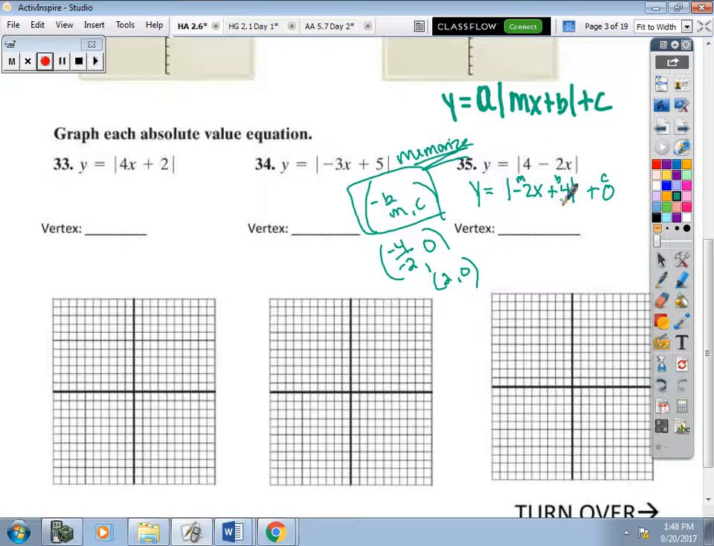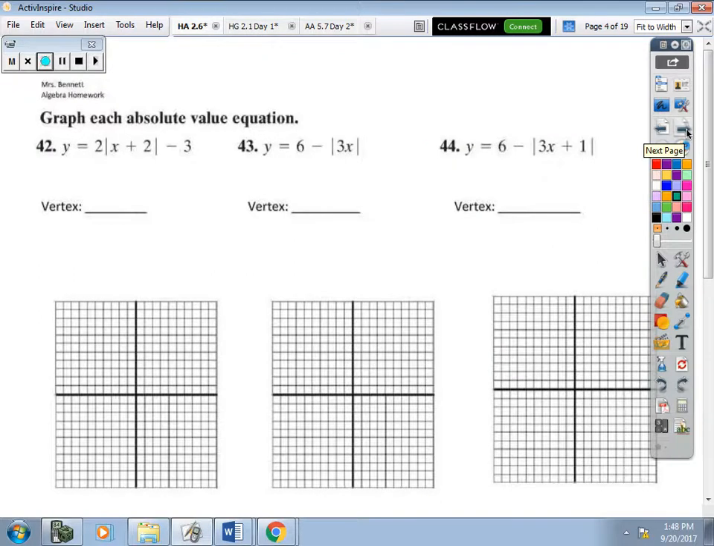And then once you've got your vertex, of course, create your table of values, putting that one in the middle, picking a couple numbers smaller and a couple numbers bigger, and then plugging them in by hand and evaluating. Once you get your points, plot them. Okay? Which other ones do we want to go over? There were some tricky ones on the back, perhaps. We might have questions on.